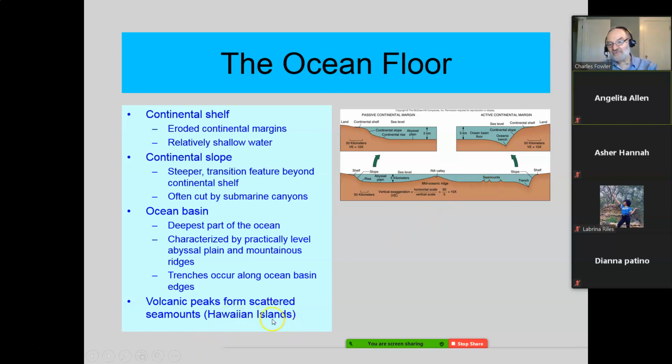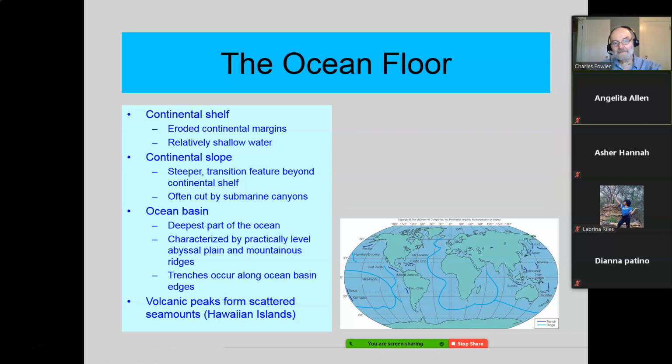The Hawaiian Islands and the Japanese islands and Iceland and the islands with Iceland, the islands of New Zealand, many of the islands in Indonesia, those are just about all volcanic peaks that were seamounts that, with continued eruptions, made their way to break the surface, and they become islands then. So those are volcanic peaks. Many of those are underneath the ocean. Many of them are near the surface. Many of them break the surface. Okay.